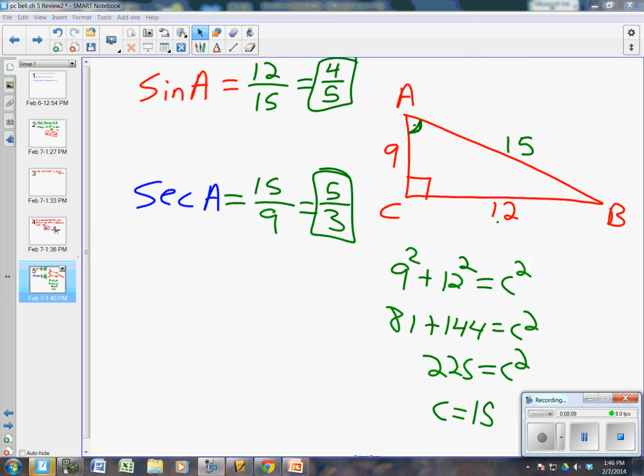Hey, if you remember SOHCAHTOA and remember which ones are reciprocals of each other, you got it. Okay? All right. Next problem.